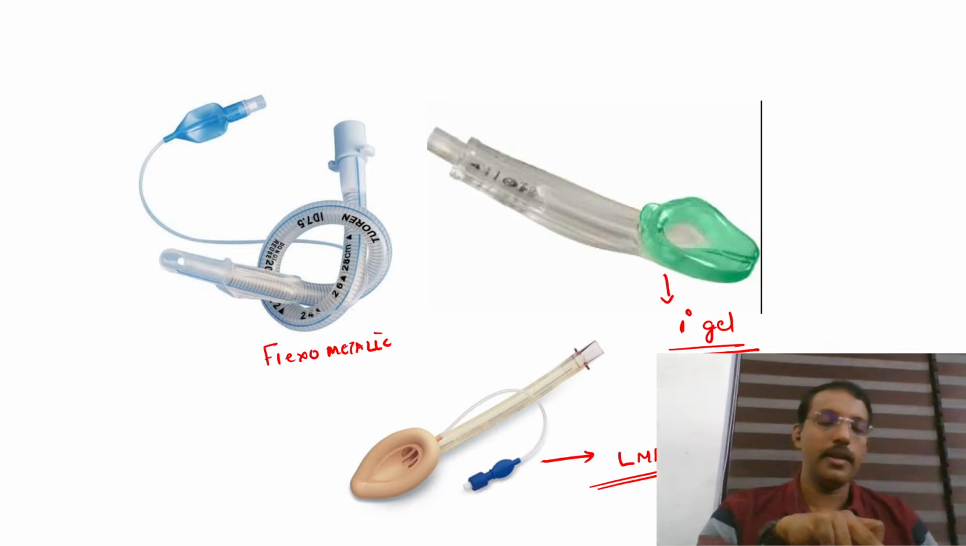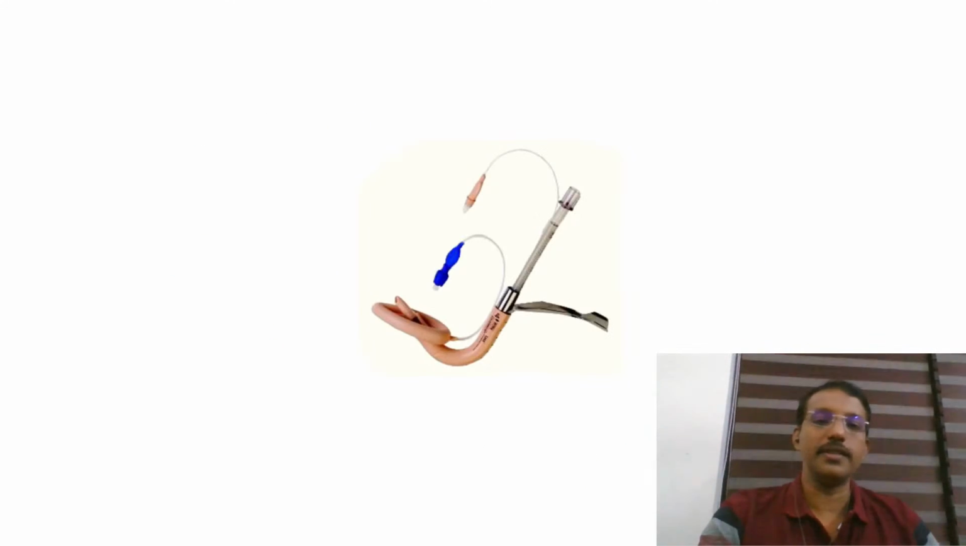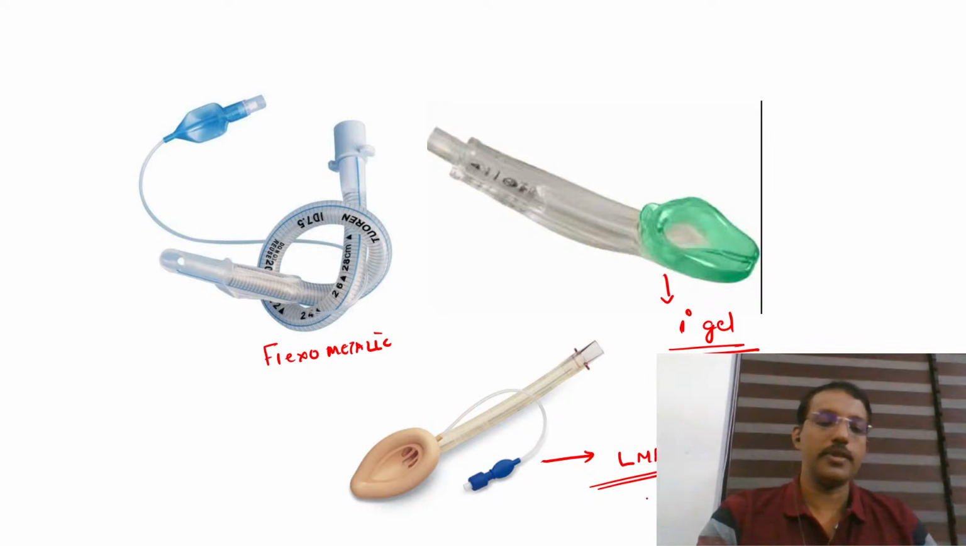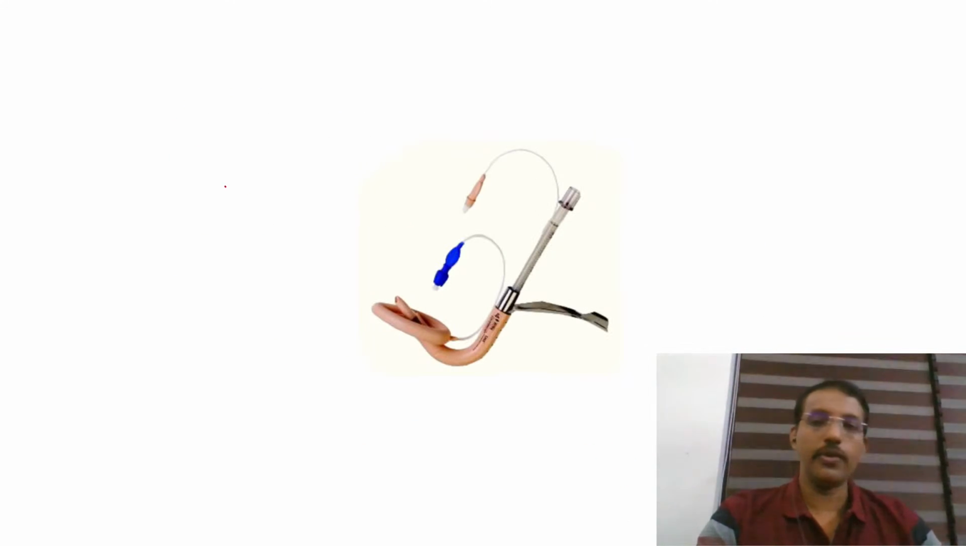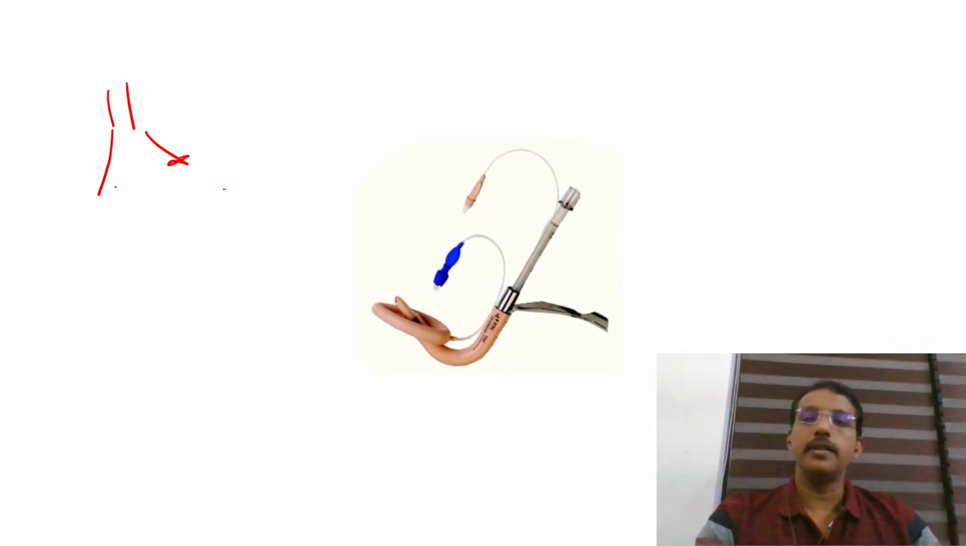Yeah, Proseal LMA. I'll show you Proseal LMA. This is Proseal LMA. What difference does it make to the traditional ET tube? The difference between LMA and traditional ET tube is this. See, the traditional ET tube, if you look here, remember this is our trachea. It branches into two. The traditional ET tube actually goes into the trachea, you inflate the cuff and ventilate this way. That is why it is called endotracheal tube. Endo means inside the trachea.